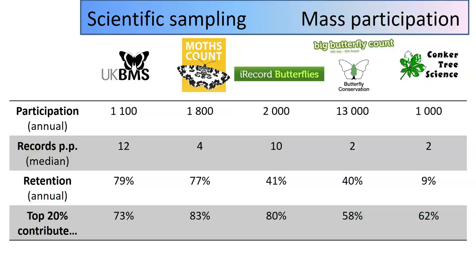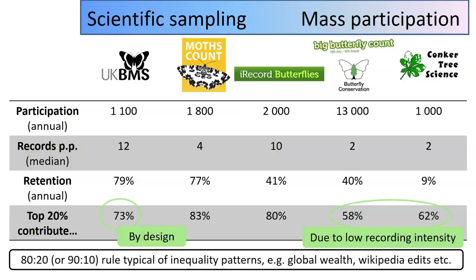And if you look at this 80-20 rule, quite often you would expect when you look at things like the inequality of global wealth, Wikipedia edits, participation in all sorts of different things, there's this thing where it tends to be that 20% of people contribute or have 80% of the things. And that seems to be very much the case here with many of these projects.